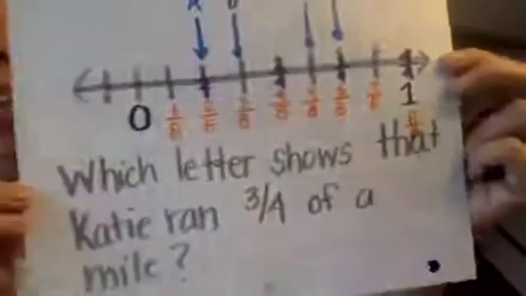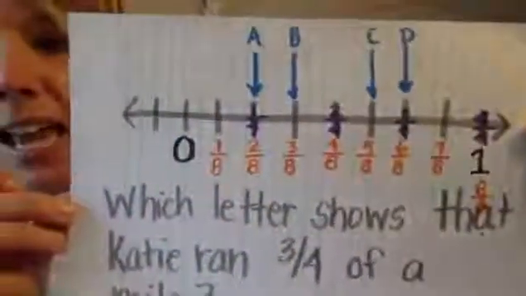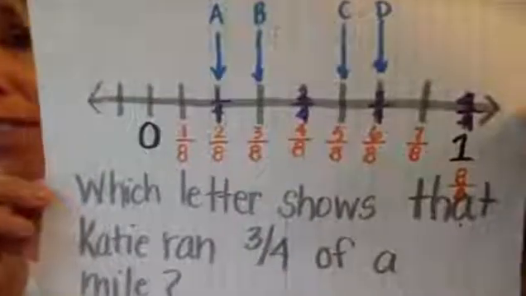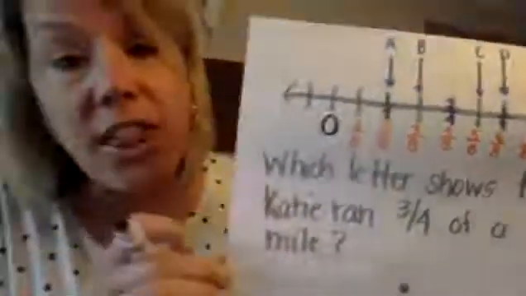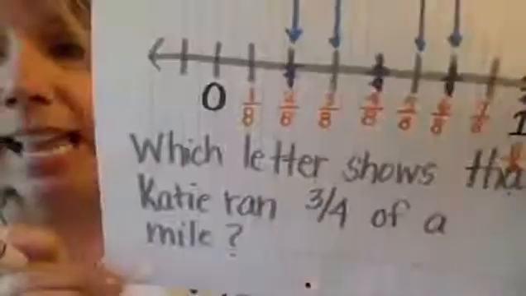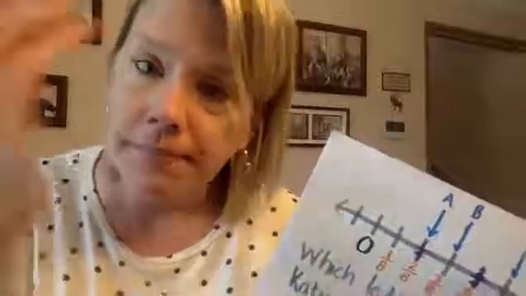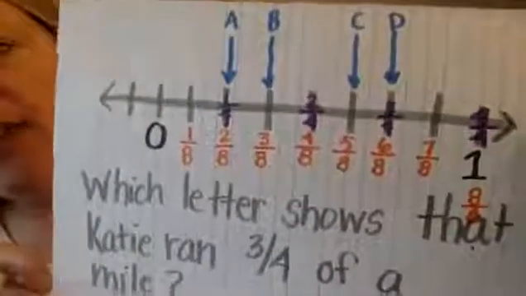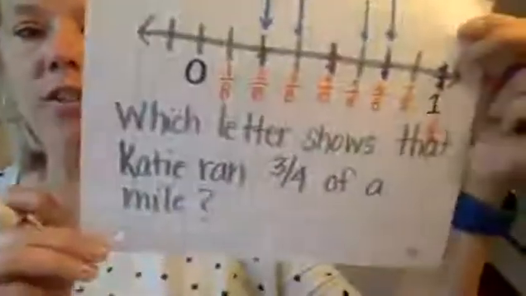Did you say D? That's correct. That helps us to see that Katie ran 3 fourths of a mile. But we can also see that 3 fourths has the same value as 6 eighths. They're different forms, okay? But they do have the same value. 3 fourths and 6 eighths. So which letter shows that Katie ran 3 fourths of a mile? D. And I love, love, love how our area model, our fraction bars helped us to solve that.